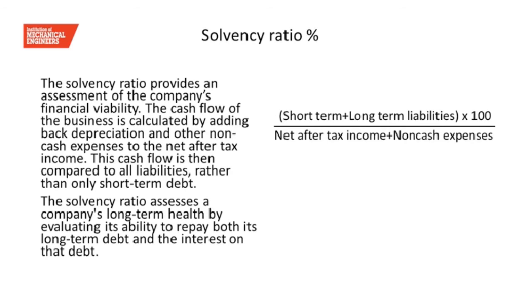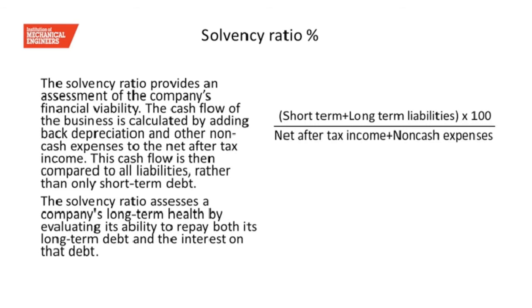The solvency ratio assesses a company's long-term health by evaluating its ability to repay both its long-term debt and the interest on that debt. As an approximate guide, a solvency ratio higher than 20% is considered to be financially sound. However, solvency ratios vary from industry to industry.